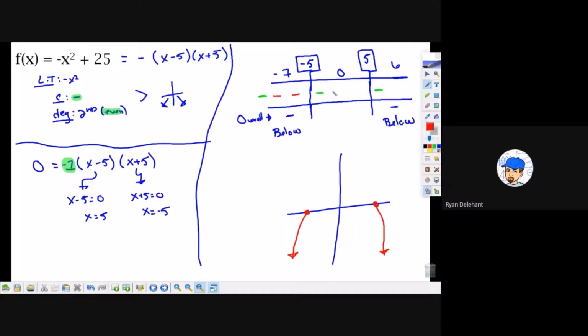0 minus 5 is negative. 0 plus 5 is positive. So is that overall going to be positive or negative? Positive. That means that this part should be above, which makes sense for a parabola that's been flipped and moved up. And it makes sense. 6 minus 5 is a positive number. 6 plus 5 is positive. And now we get positive times positive is a positive, times a negative.